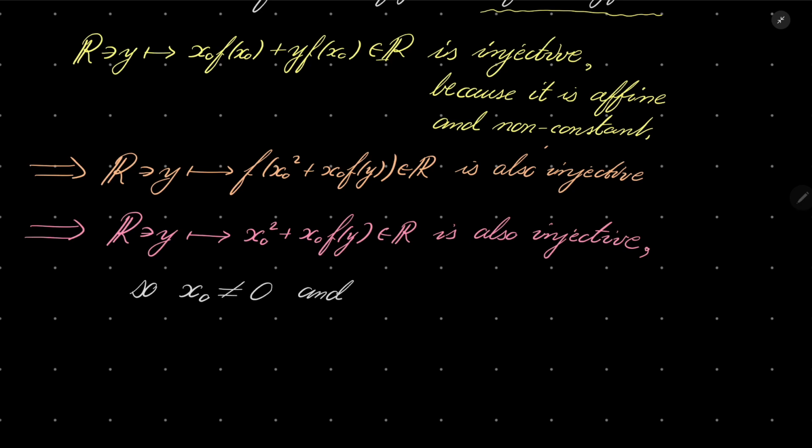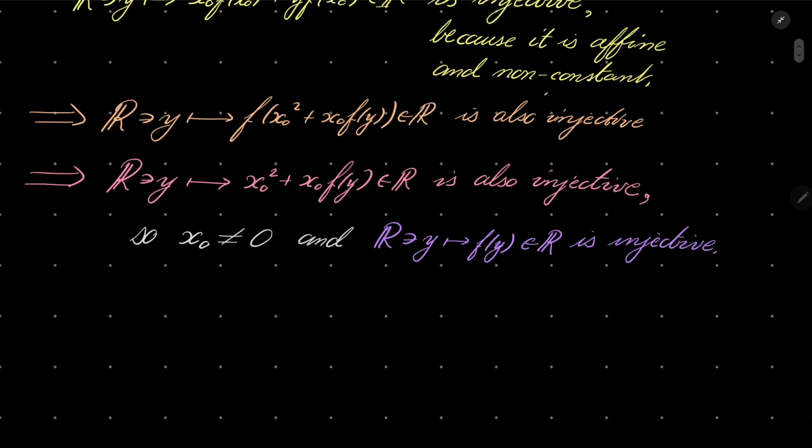The function which maps real number y to f of y is injective. It's very easy to verify. So we have established that f is injective, and this fact is crucial. Now let's go back to our original equation and let's set y to be 1 minus x.